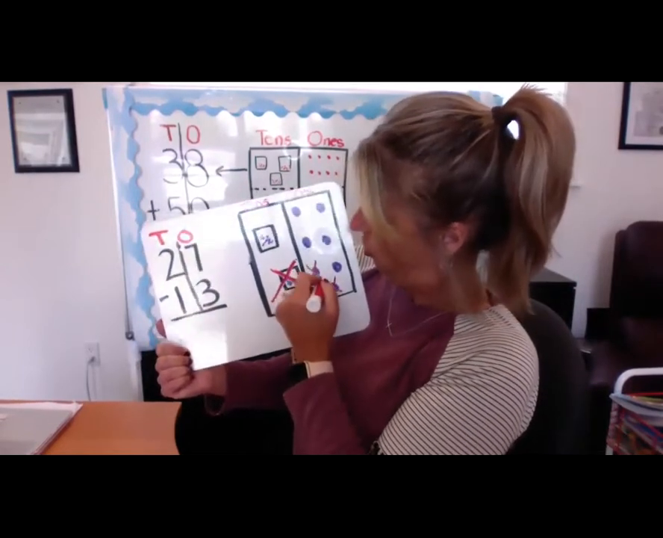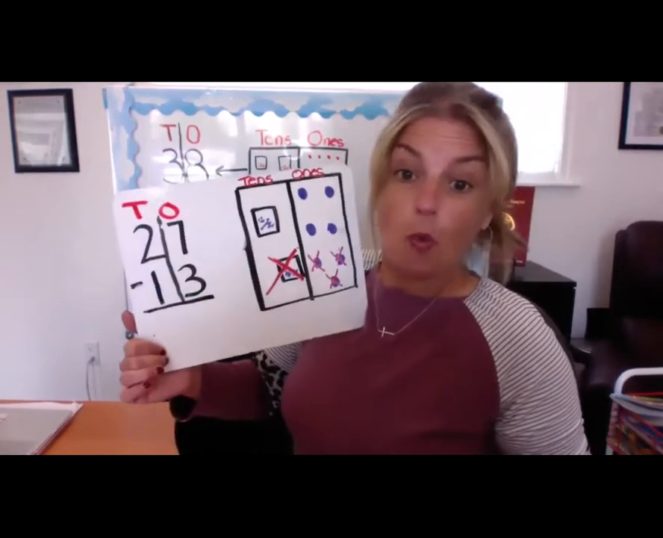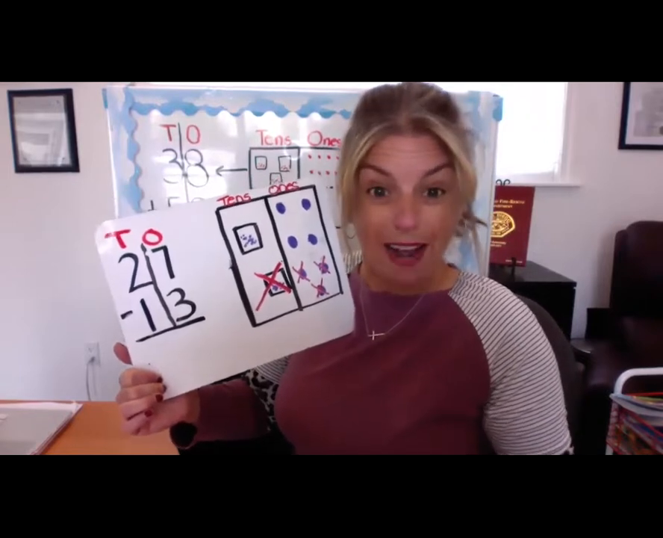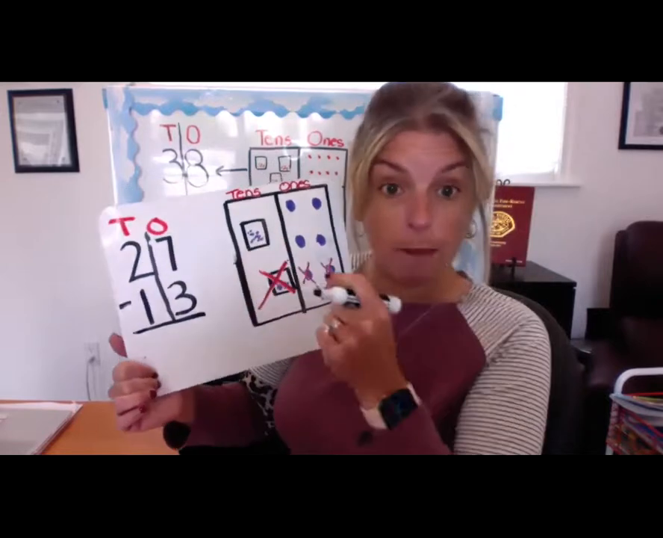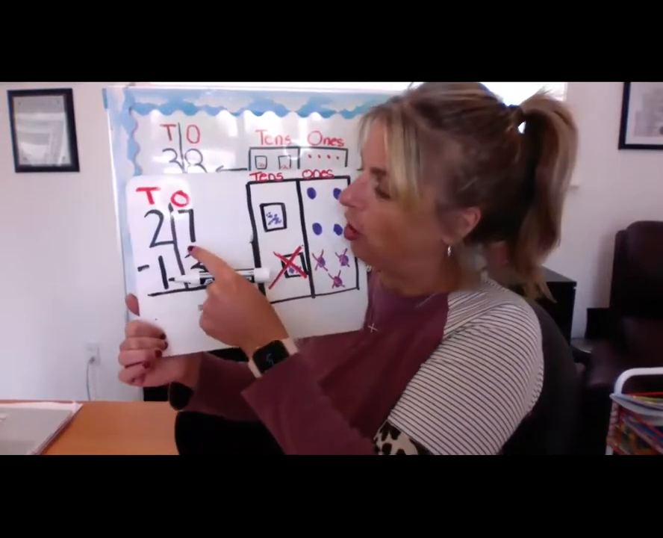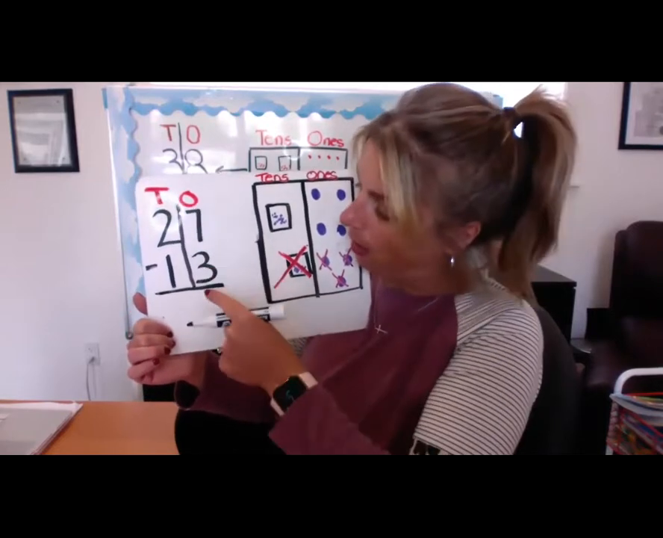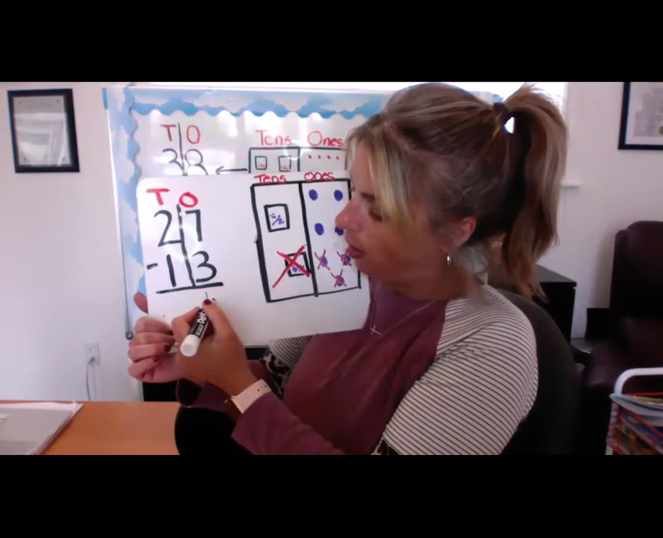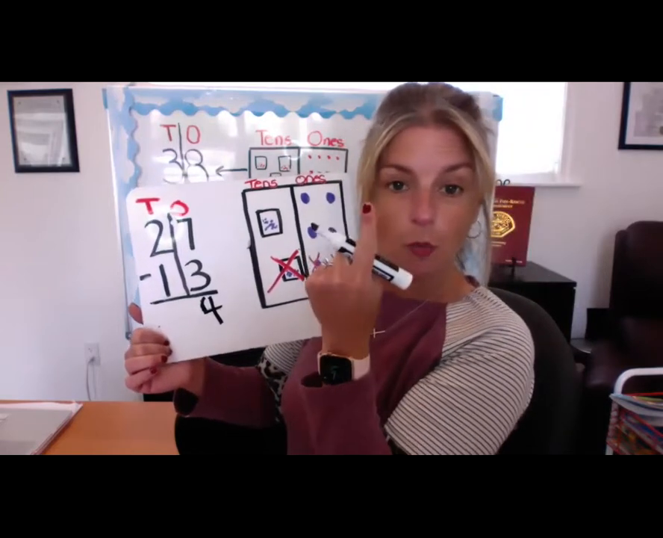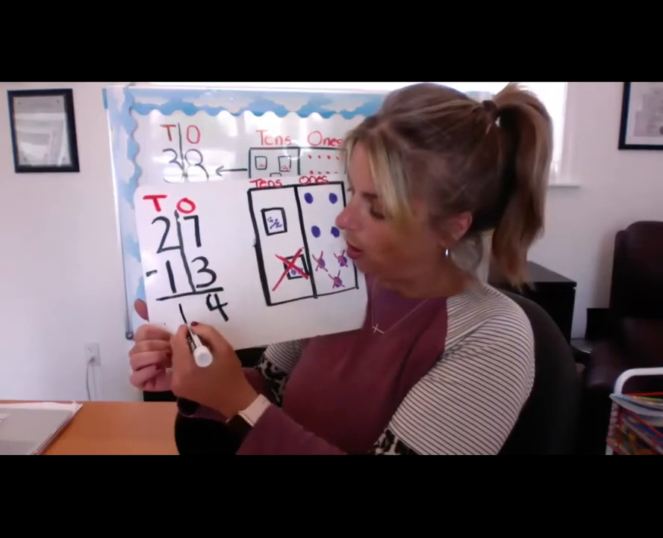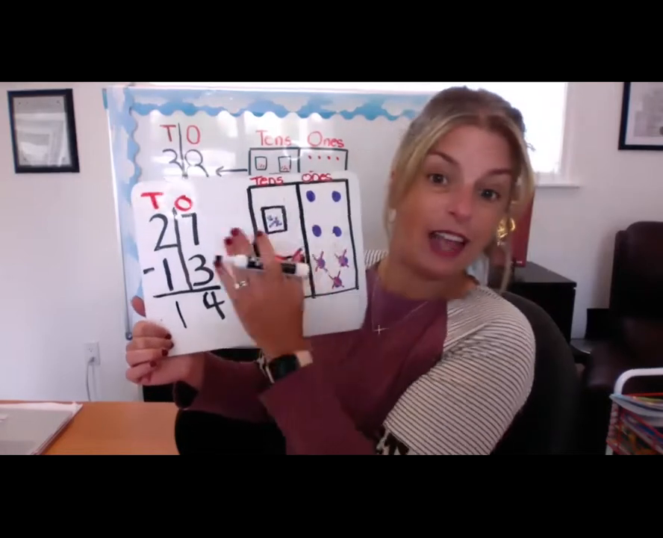1, 2, 3. Now, let's go ahead and work it out, and then we'll check by looking at our picture. 7, take away 3. Remember, we always subtract the ones first. So you have 7, you take 3 away, which is how many left? 4. Now you have 2, you take 1 away, which is 1. That means we should have 14 left in our picture.